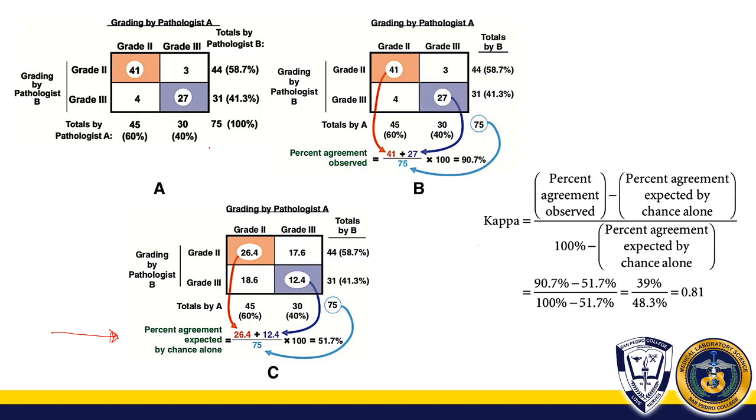Let's go back to your table B. This is how you compute for your percent agreement expected by chance alone without the need to place new values inside your table. First, look at this 45 and this 44, which are both grade 2. So what we do is divide 45 by 44, times the both that are grade 3.